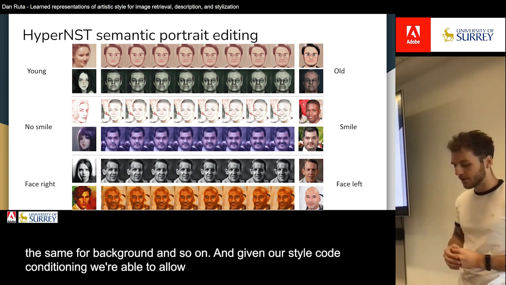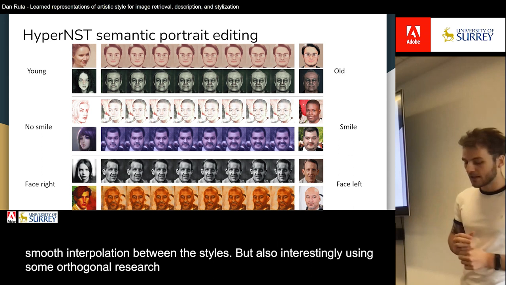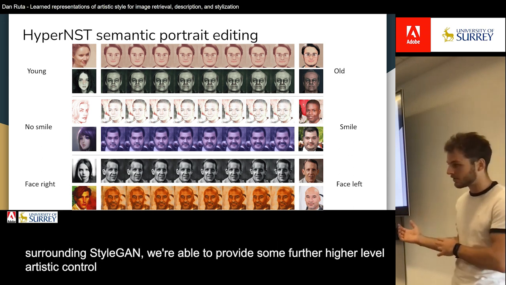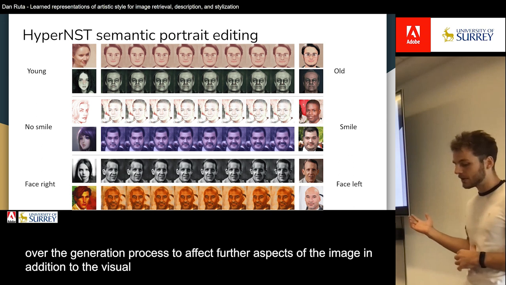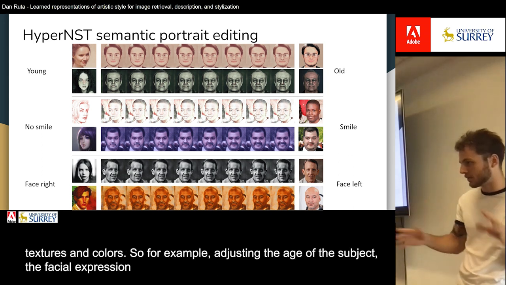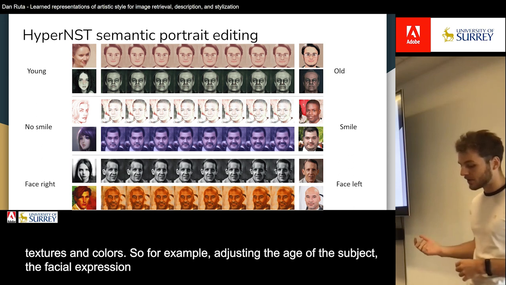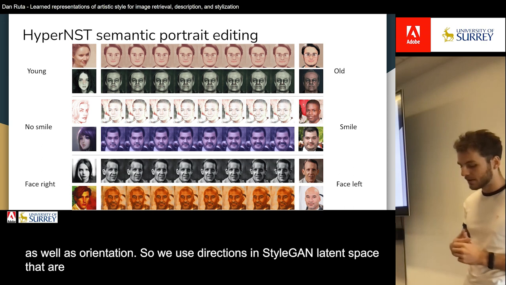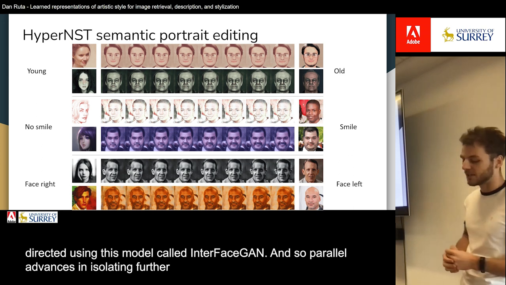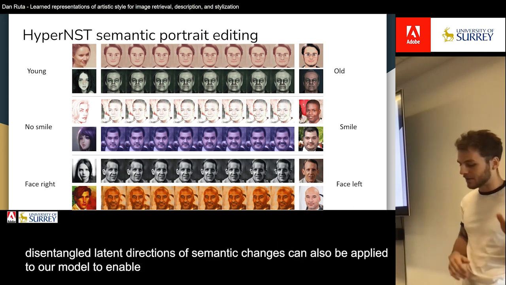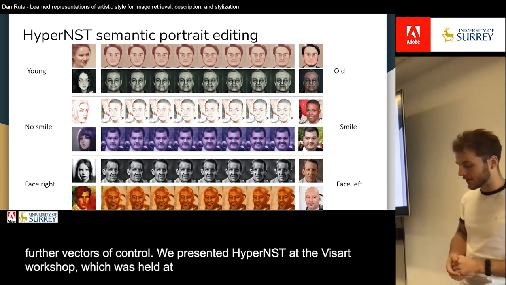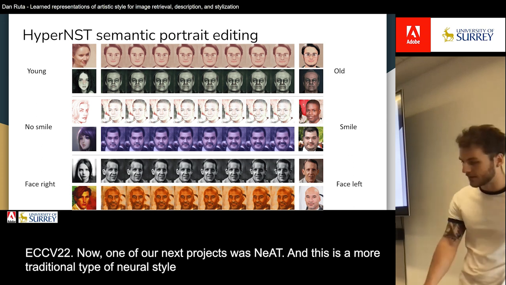And given our style code conditioning, we're able to allow smooth interpolation between the styles. But also interestingly, using some orthogonal research surrounding StyleGAN, we're able to provide some further high level artistic control over the generation process to affect further aspects of the image in addition to the visual textures and colors. So for example, adjusting the age of the subject, the facial expression, as well as orientation. So we use directions in StyleGAN latent space directed using this model called InterfaceGAN. And so parallel advances in isolating further disentangled latent directions of semantic changes can also be applied to our model to enable further vectors of control. So we presented Hyper-NST at the VisArt workshop, which was held at ECCV 2022.